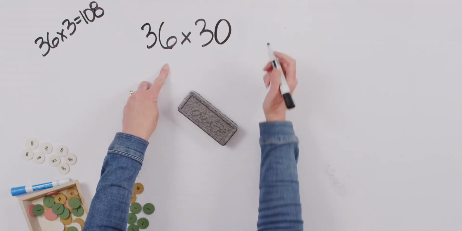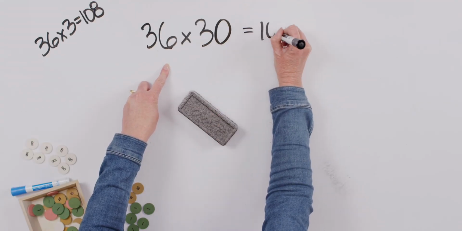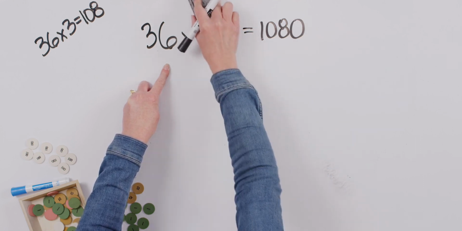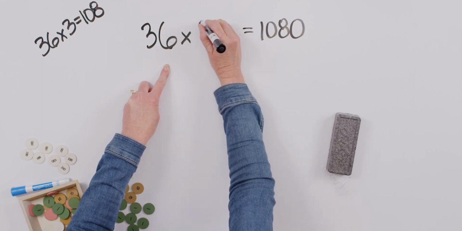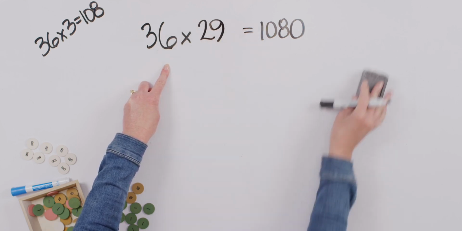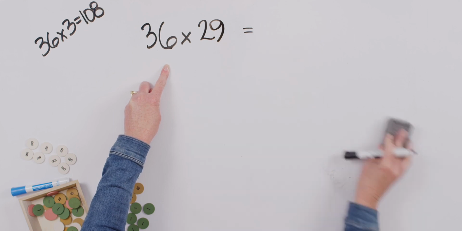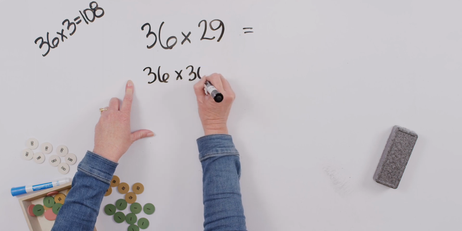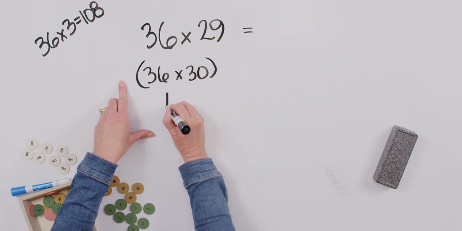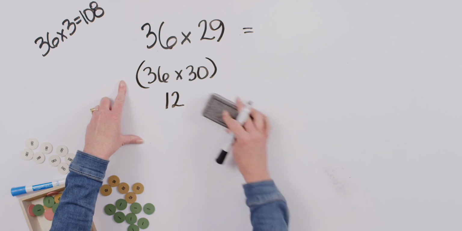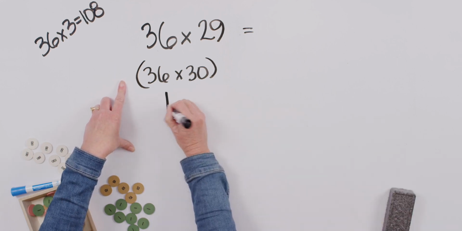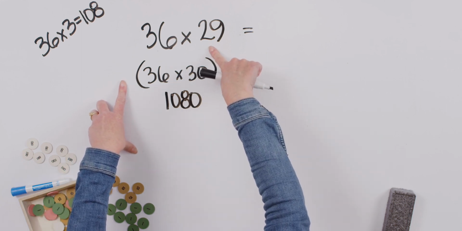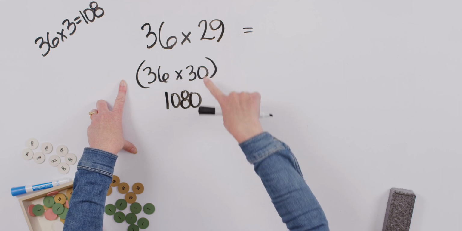Now, based upon what we learned about this one right here, we learned that that was 1,080. What if I changed this 30 to 29? Uh-oh. Well, what we do know is 36 times 30 is 129. Oops, sorry. It's not 129. It's 1,080. But did we multiply it by 30? No, just 29. Just 29 groups, not 30 groups.